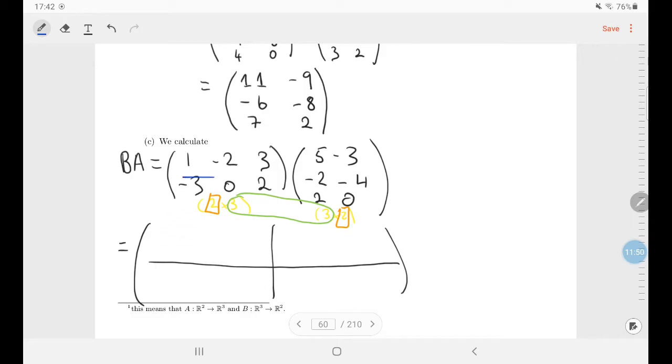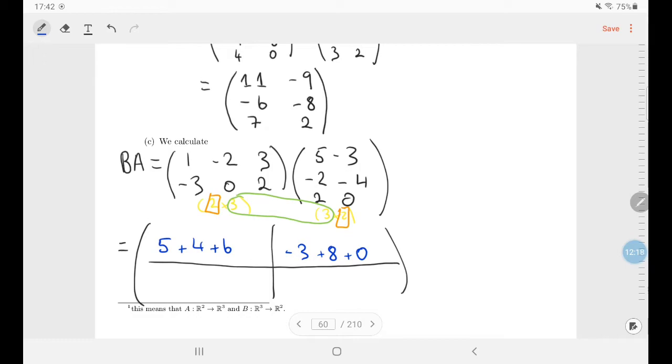So I'm going to multiply row 1 by column 1. So row 1 by column 1, I get 1 by 5 is 5, plus minus 2 by minus 2 is plus 4, plus 3 by 2 is 6. Now I'm moving over to the right, which is still row 1 but column 2. So I'm going to multiply row 1 of B by column 2 of A. So I get 1 by minus 3 is minus 3, minus 2 by minus 4 is plus 8, 3 by 0 is 0. Now I'm going down the bottom left corner.